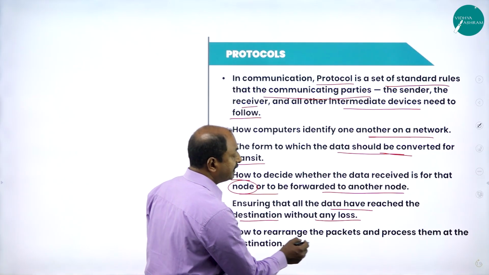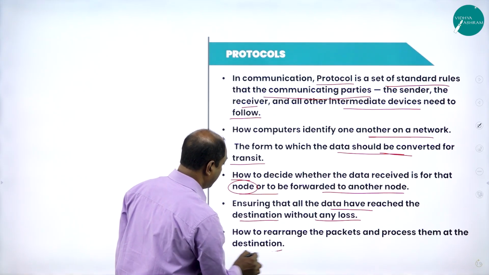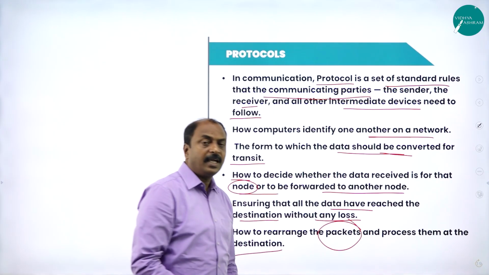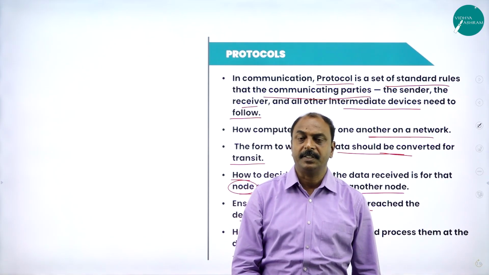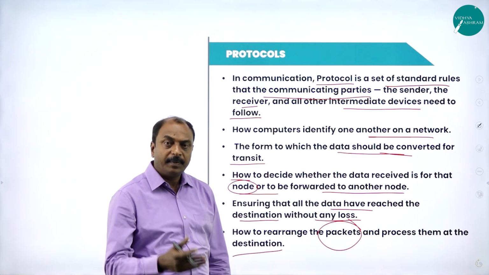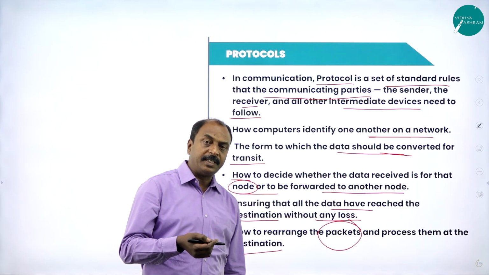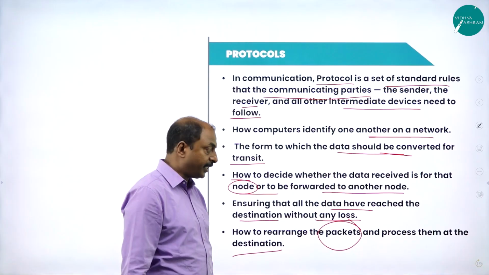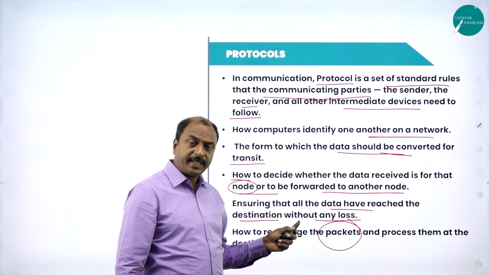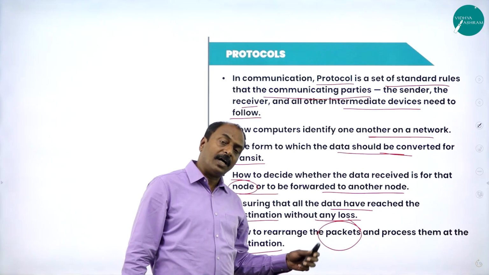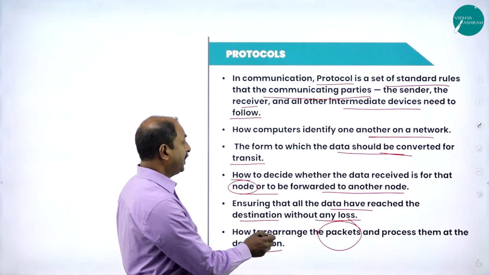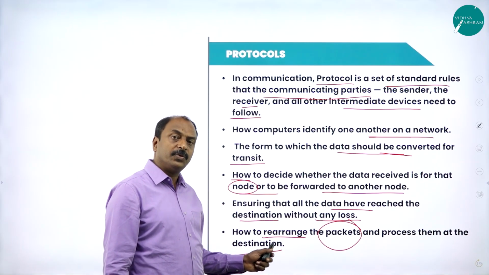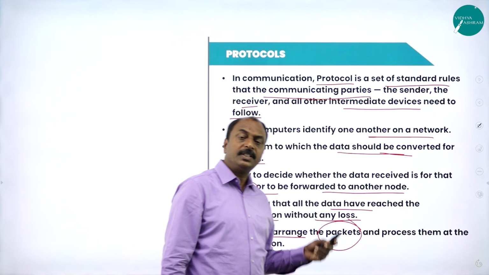How to rearrange the packets and process them at the destination end. While transmitting, the data is broken down into a number of packets, and all the packets may not transmit in the same order. Different packets of the same message reach the destination by following different paths. So at the destination, the packets arrive at different times and in different order, and in the end they have to be rearranged or reassembled at the receiver end for meaningful data. So this is another function of this protocol.